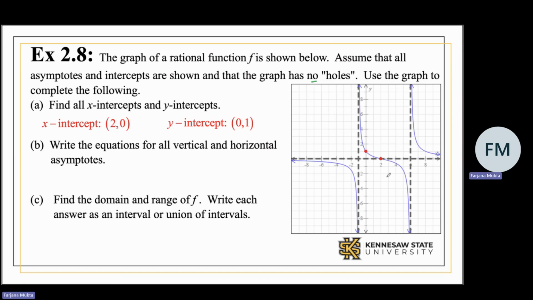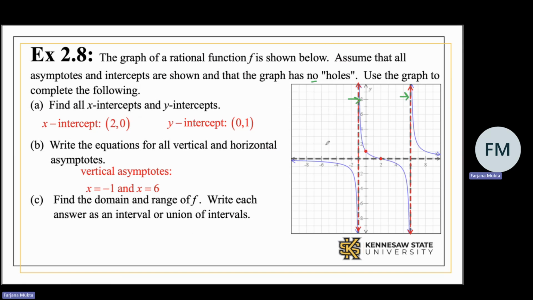Next, write the equation for all vertical and horizontal asymptotes. Okay, so the first vertical asymptote is passing through -1, so it is x equals -1. The other one is passing through +6, so x equals +6, right? These are our two vertical lines: x equals -1, x equals +6.